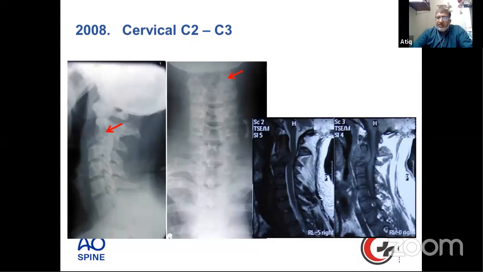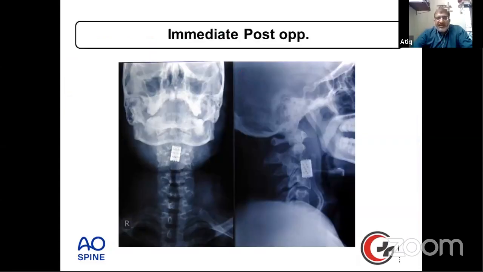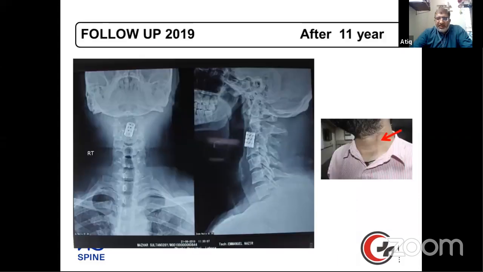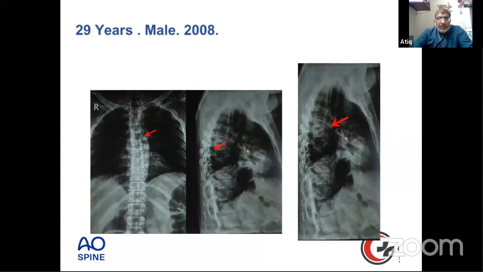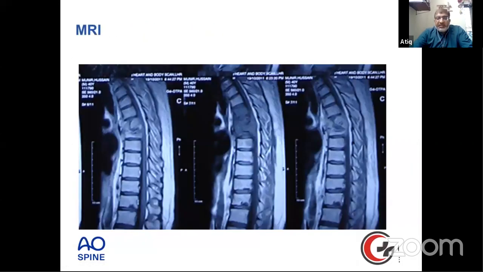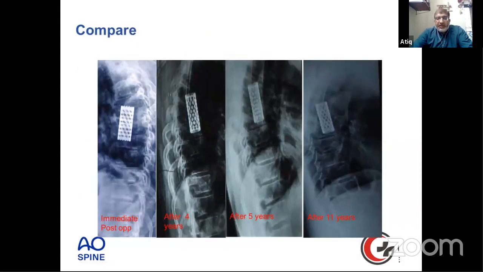Only 5 minutes. Okay. There is C2, C3 tuberculosis of the spine. The anterior decompression and cage has been done, and you can see this is the 11 years follow-up, and the patient is okay. And see which area it is. It is around C3 and C4. Similarly, this is the mid-thoracic region. Anterior decompression and cage has been done, and this is the 11 years follow-up.